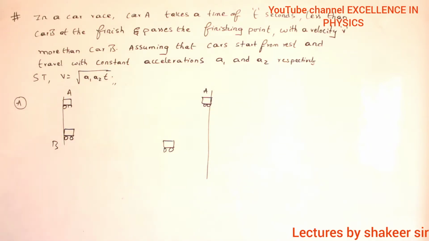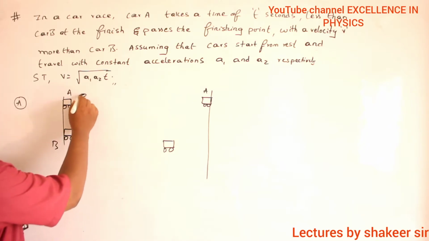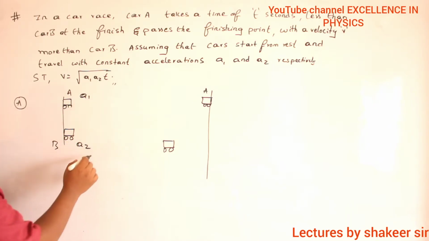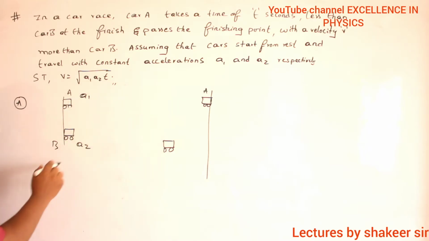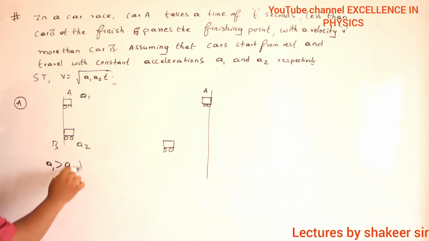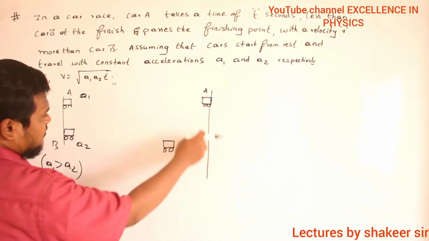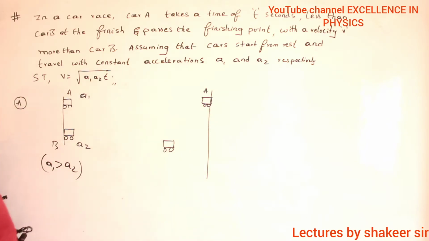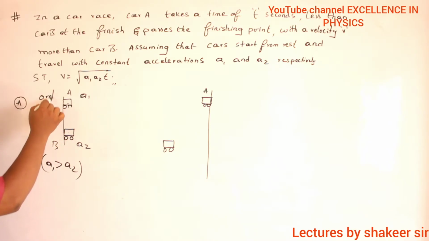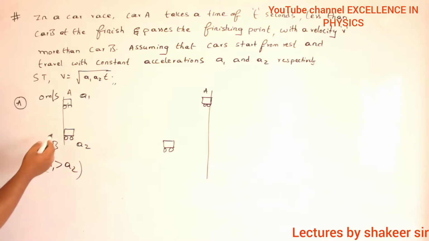That's all. So, what is the acceleration of car A? A1. Acceleration of car B is A2. So, car A has reached before car B, which means definitely A1 is greater than A2. This has reached the finish line with a velocity v greater than car B. And what are the initial velocities of both the cars? Initial velocities are 0. Initial velocity of car A is 0 meter per second, and initial velocity of car B is also 0 meter per second.